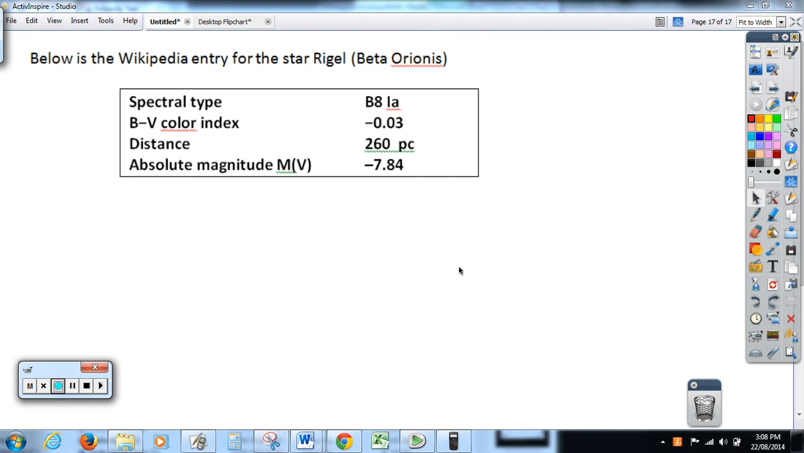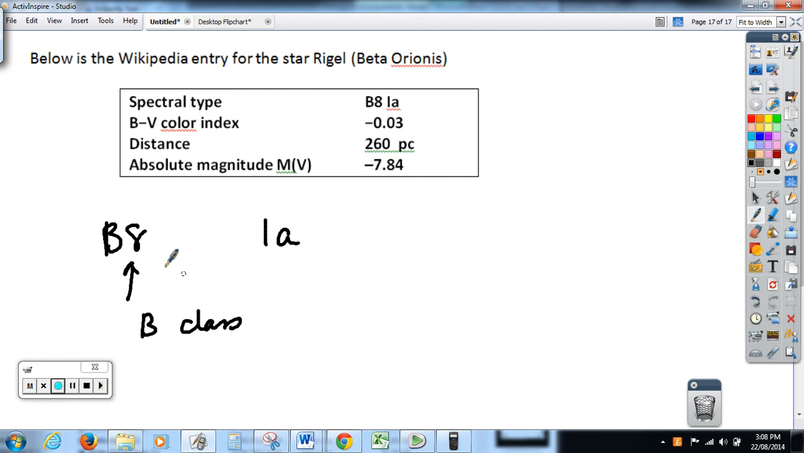So first thing here is we notice that the spectral type is a B8 and also 1A. Now remember, we need to be able to refer to external sources to unpack a lot of these things, but this we know is a B class star, and its B8 means that it's a B getting towards becoming an A star. So it's closer to an A.